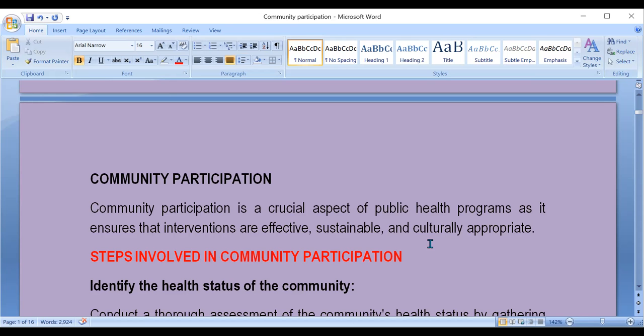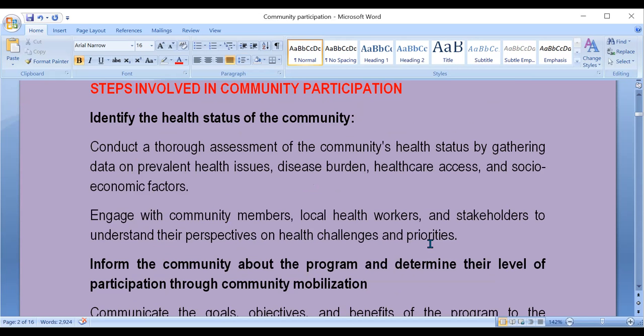Steps involved in community participation. One, you will have to identify the health status of the community. You will have to conduct a thorough assessment of the community's health status. That is the community level. At what level can you say this community is when it comes to health? Are they low, high?